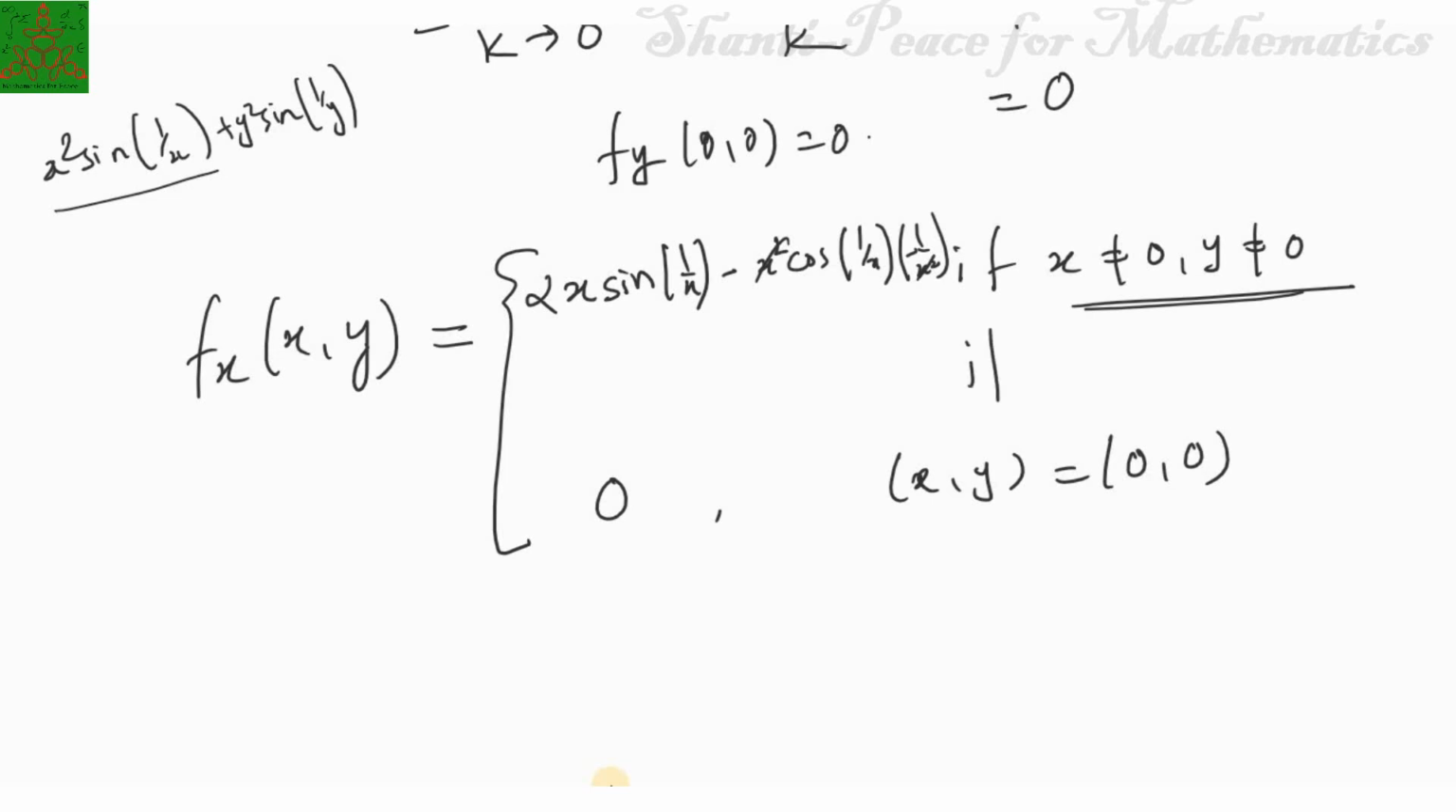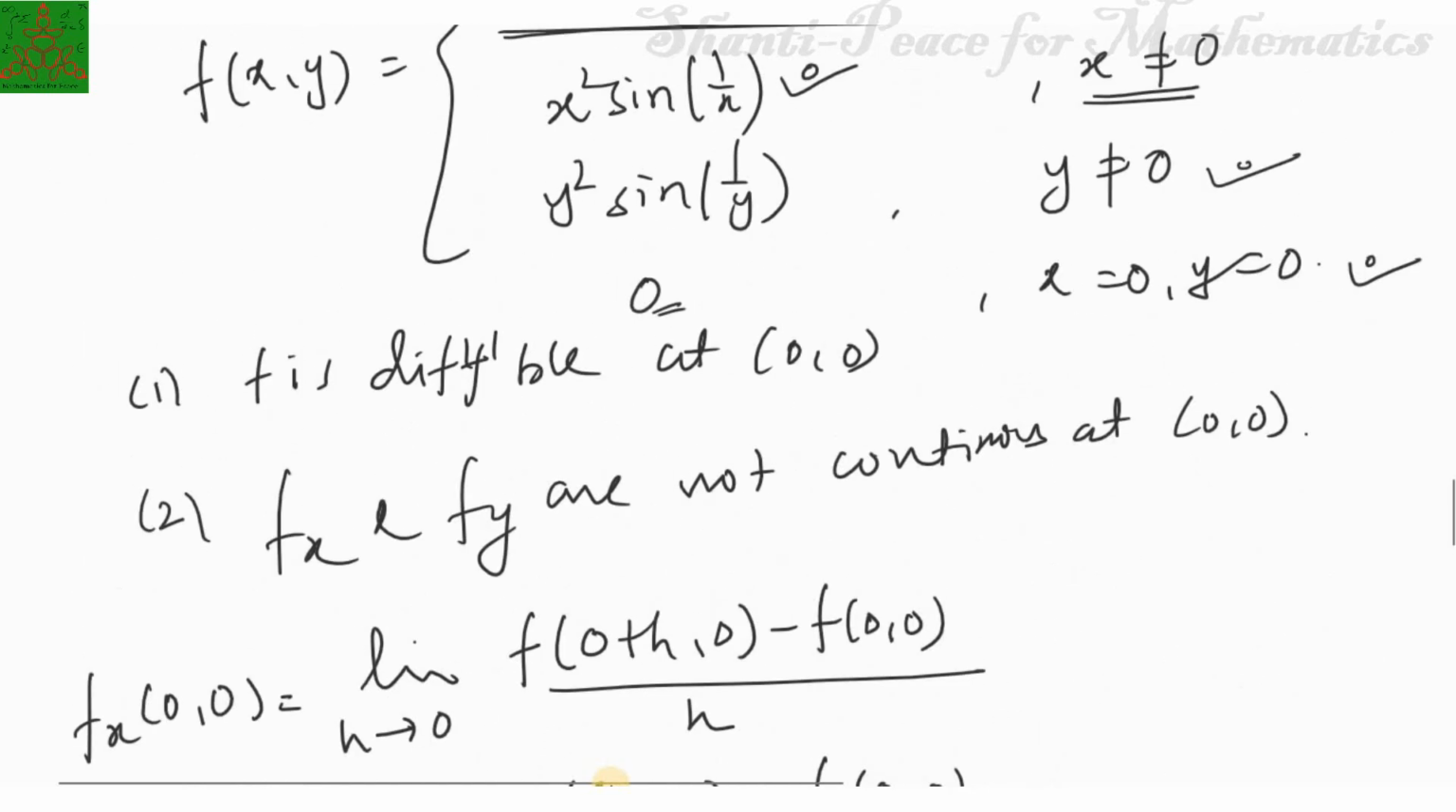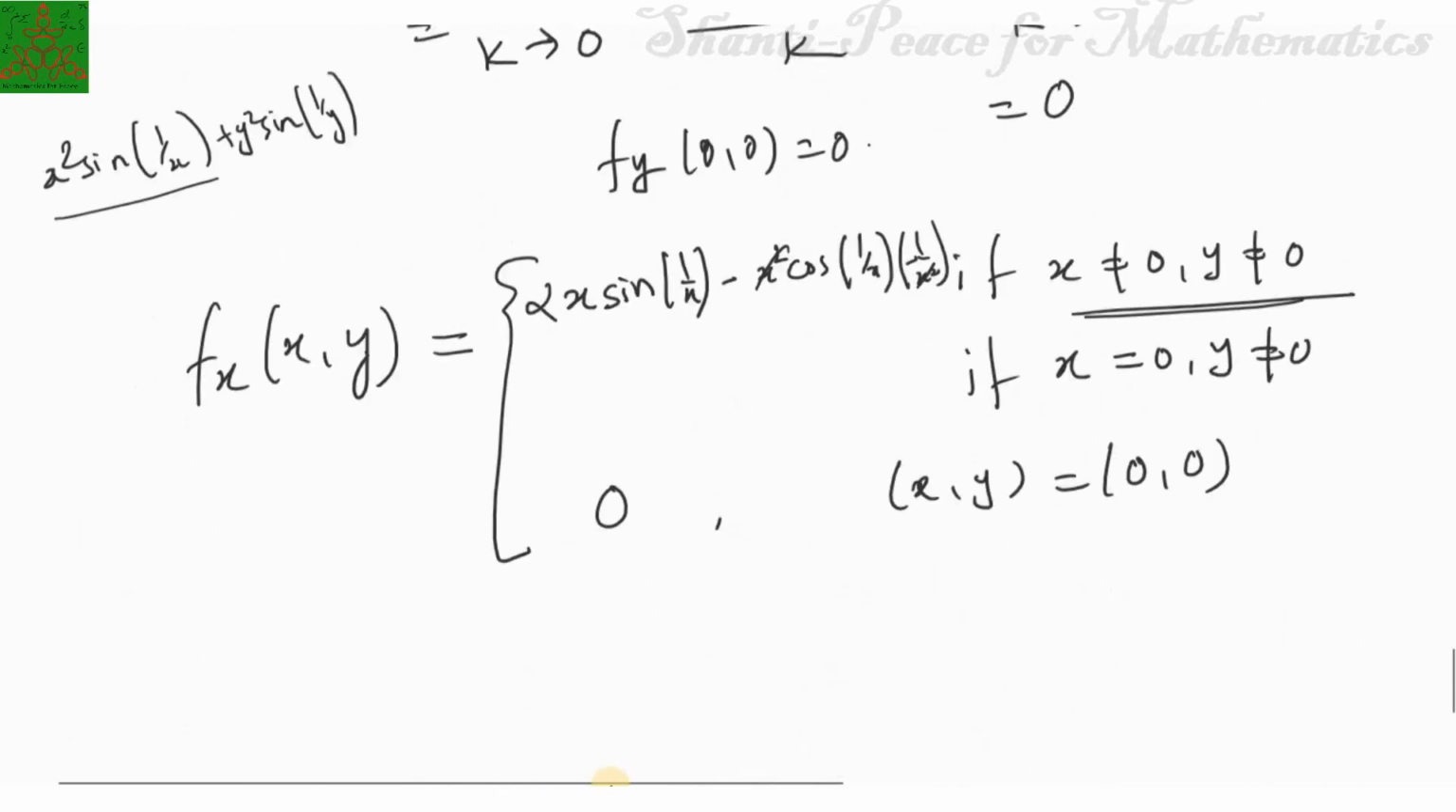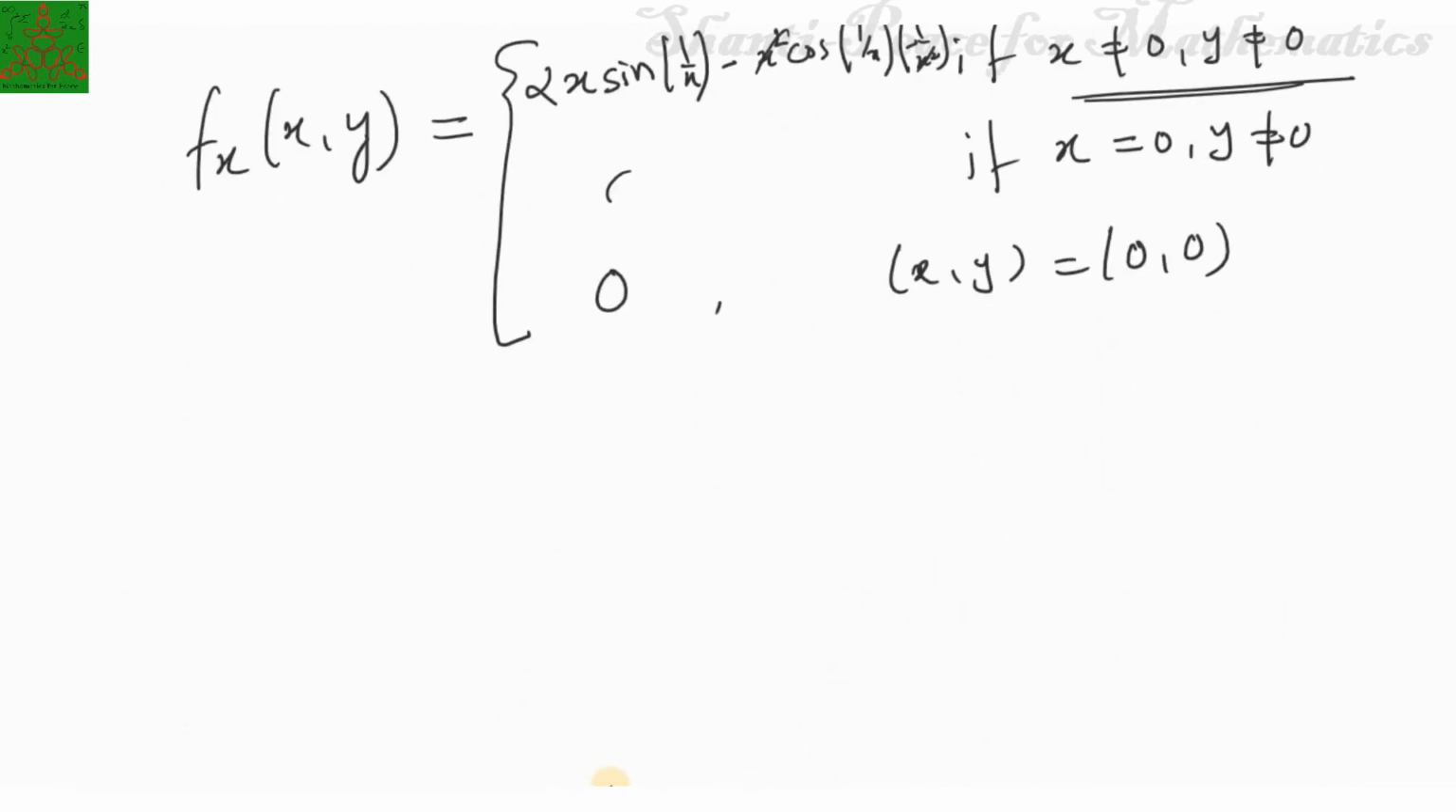And what if x is 0 and y is non-zero? X is 0 and y is non-zero, that means the function will have this value y square sine 1 upon y. The derivative of this with respect to x will be 0. So that's why fx at (0,y) with y non-zero will be 0. So finally, fx at any point (x,y) will have this form.